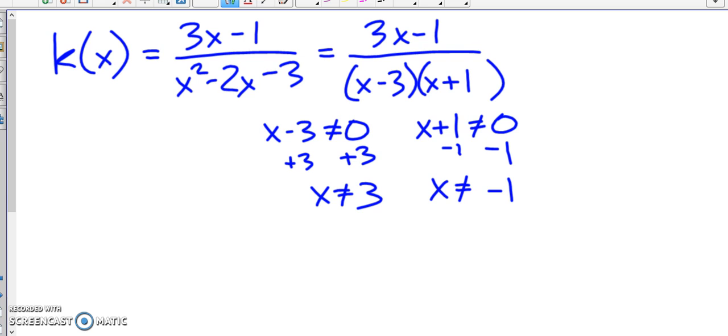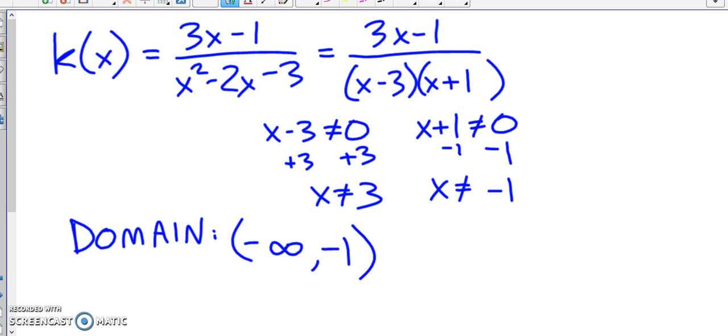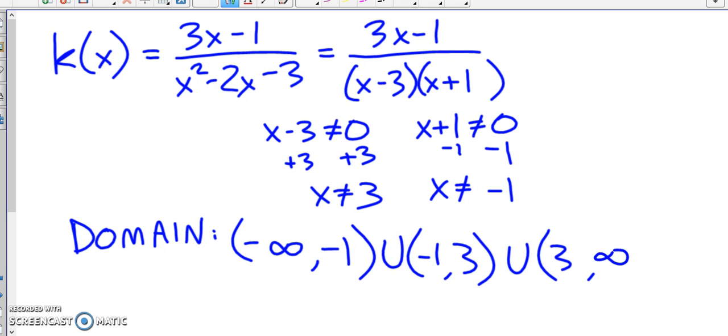So, the domain would be negative infinity. Now, I figure out which one of these comes first. So, the smaller one would be negative 1. Union negative 1 to the next one, which is 3. Union 3 to infinity. And if you have to draw a number line to figure that out, that's fine. Okay?